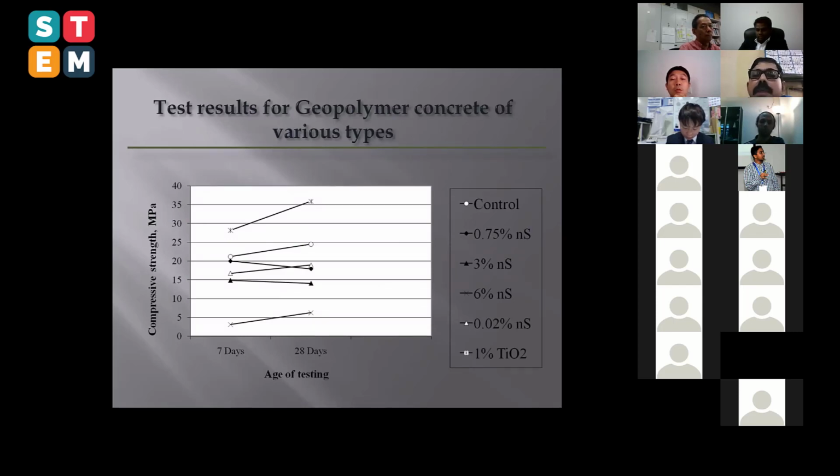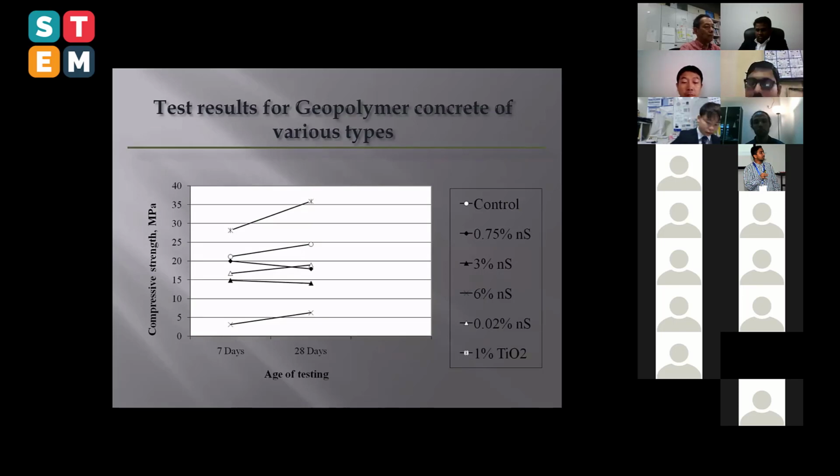These are the test results for the geopolymer concrete of the various types. The first one is the control concrete, 0.75%. Then 3% nanosilica, 6% nanosilica, 0.2% carbon nanotube, and 1% titanium oxide. We found that nano titanium oxide gives the maximum compressive strength, while for nanosilica, we obtained that percentage. So definitely, if you increase the percentage of nanosilica, you get a decrease in the strength.